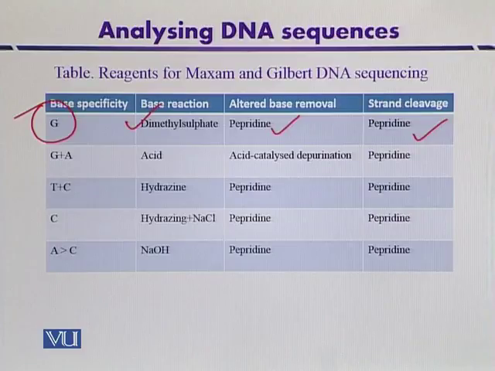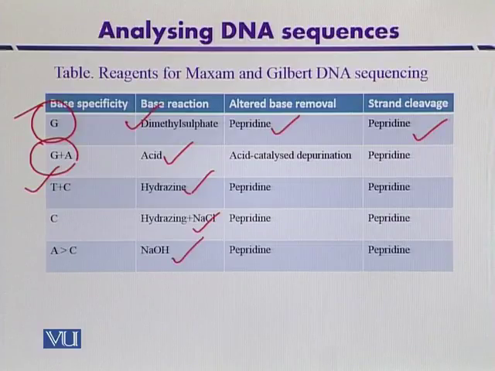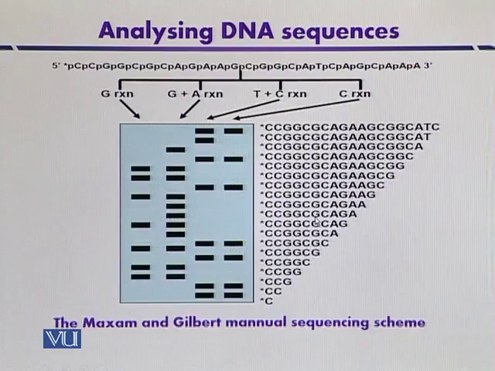And similarly, guanine and adenine can be altered by using certain acids. Thymine and cytosine can be altered by hydrazine. Cytosine by using hydrazine and NaCl. And adenine or cytosine, again it can be NaOH. So here we have 5 different types of reaction mixture that are run separately, and depending upon the alteration of the base, different fragments that vary in their length will be obtained. That will be separated by using polyacrylamide gel electrophoresis.